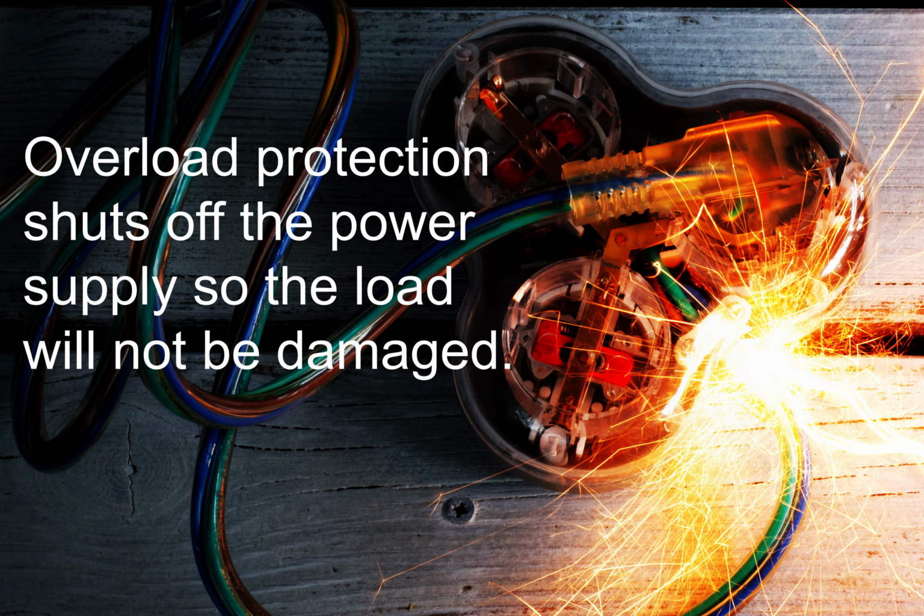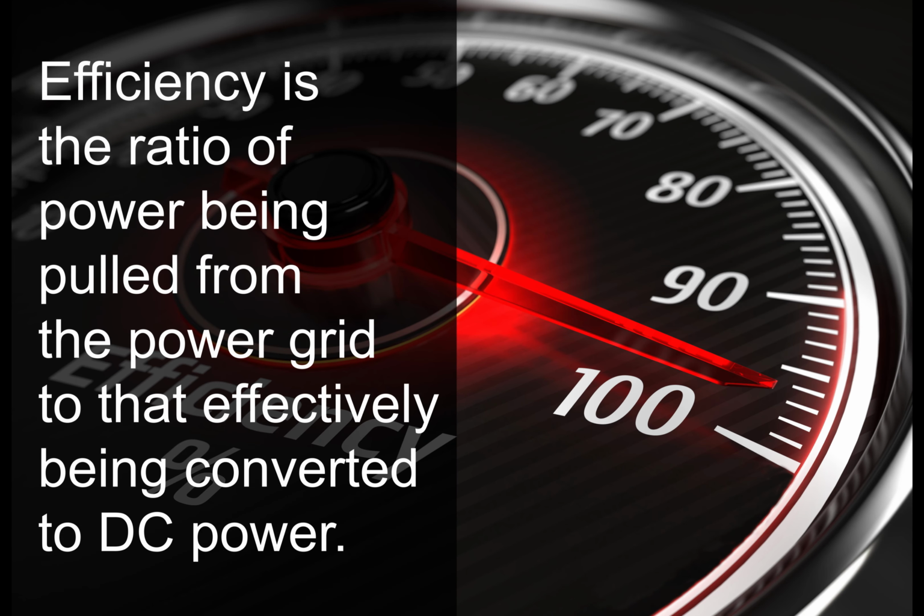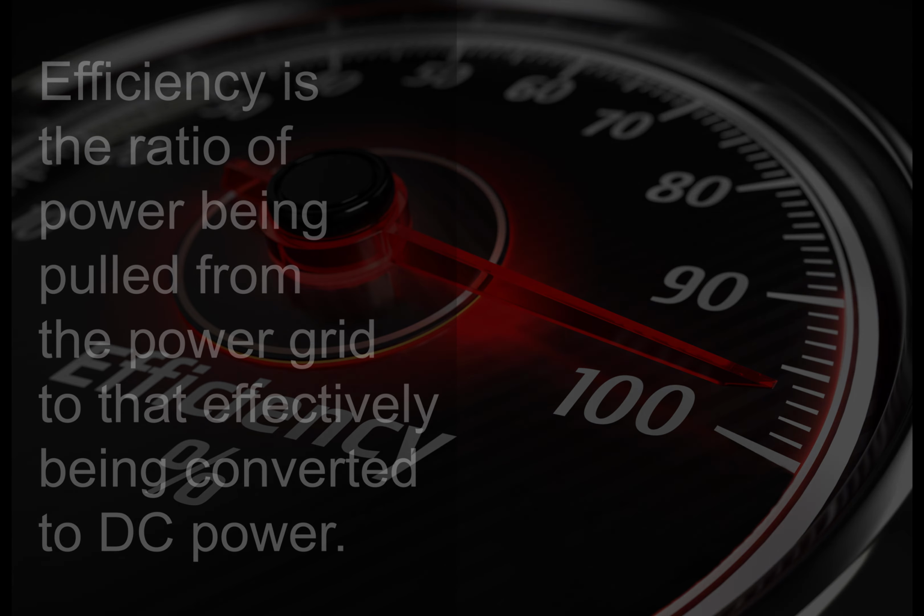Much like the circuit breaker in a house, the overload protection shuts off the power supply so the load will not be damaged. Efficiency is the ratio of power being pulled from the power grid to that effectively being converted to DC power. An efficient system will reduce heat generation and can save energy.